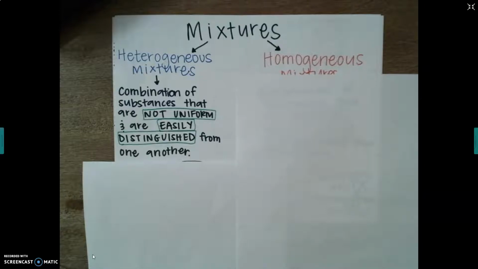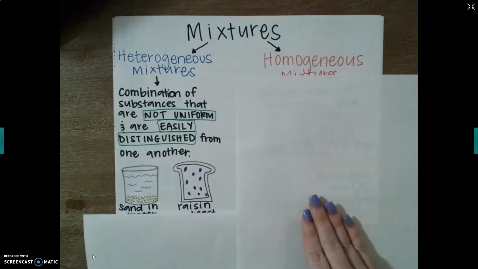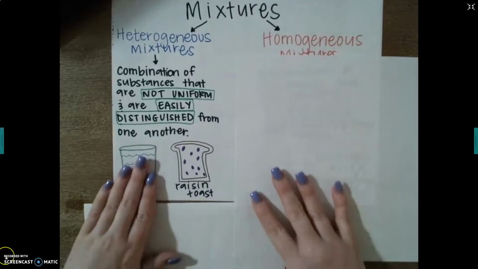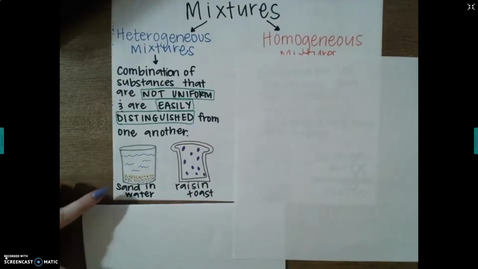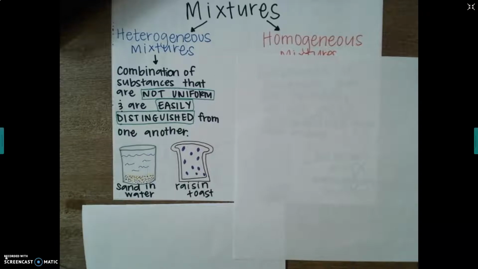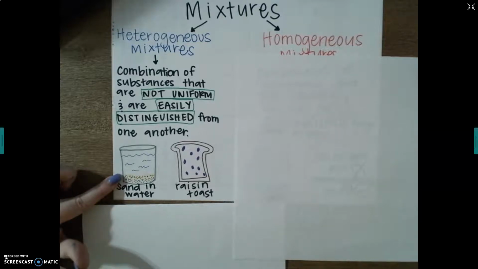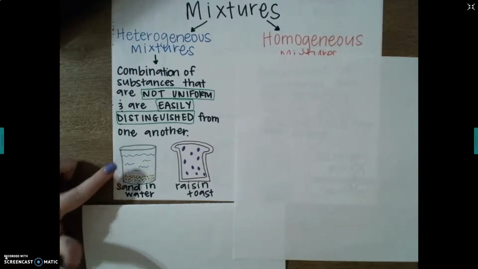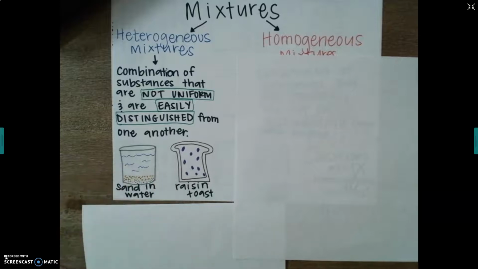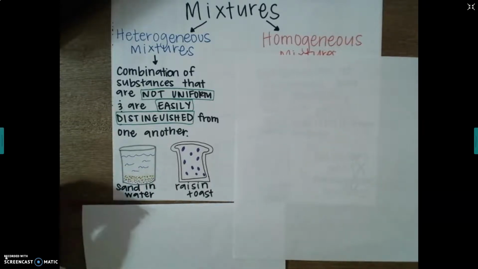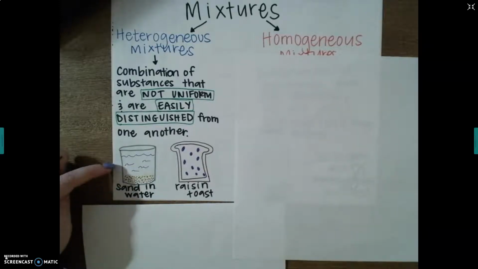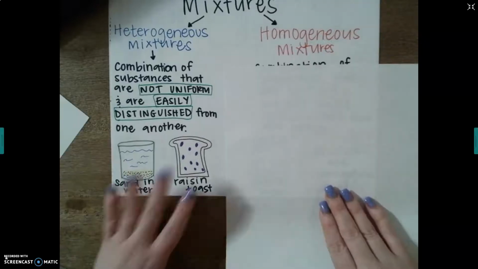So some examples of that are going to be down here. I've got sand and water. Sand is not going to mix with the water and become dissolved. Instead, it's all going to sink to the bottom. So I've got sand and water as an example. I can easily distinguish the sand from the water. And the same with this raisin toast. I'm easily able to tell that's a raisin or that's a piece of bread. And so both of these are really good examples of heterogeneous mixtures.